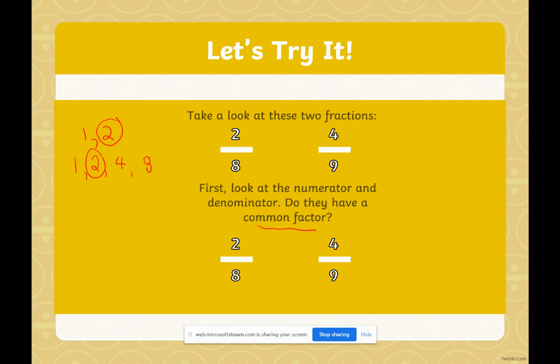So what we have to do is choose this common factor, and we're going to divide both the numerator and the denominator by this common factor. And what do we get? We get 1, because 2 divided by 2 equals 1. And then we get 8 divided by 2 being 4. So look at that. We've actually reduced our fraction to its lowest terms.